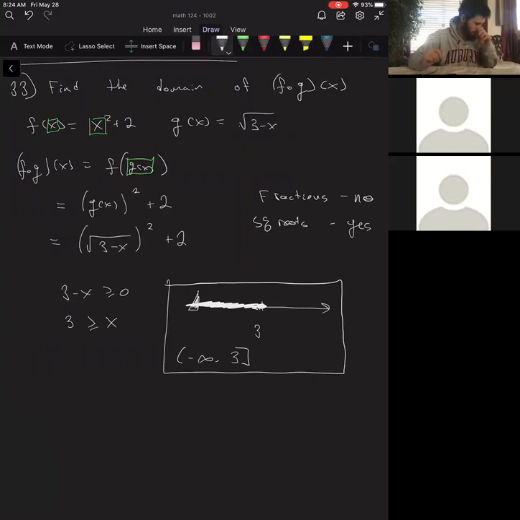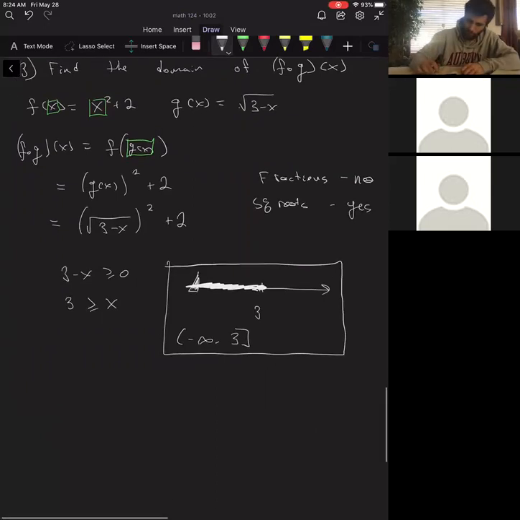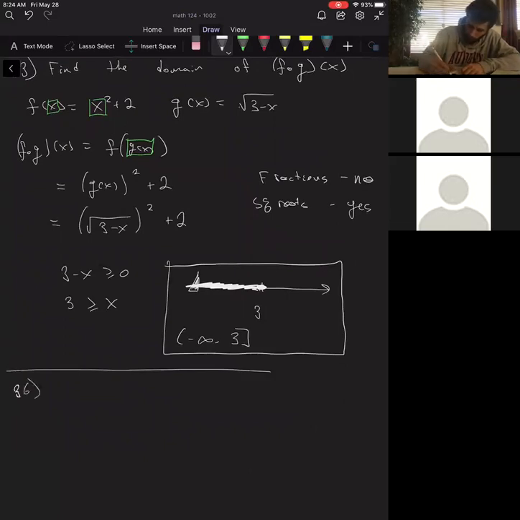Okay, what else from this section? We could do number 36. Let's find the domain of g of f of x, g composed with f of x. Here f of x is equal to 1 over x minus 2, and g of x is equal to x plus 2 over x.